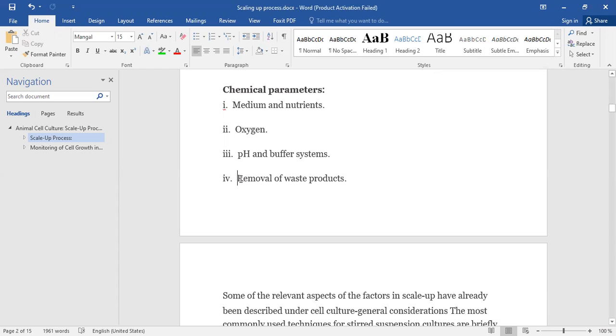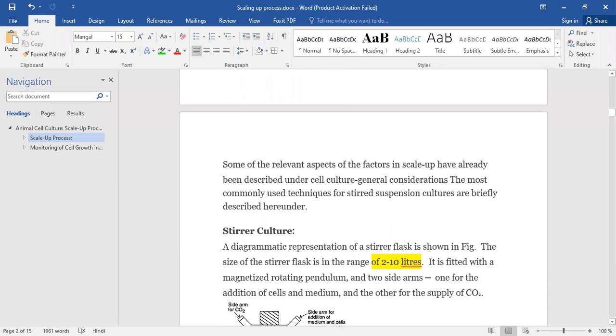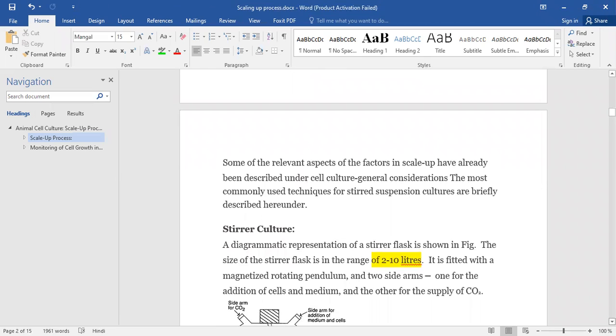And similarly, some waste products can cause toxic effects, because if some cells are not viable, they will cause some toxic, cytotoxic effects, which are not essential for the cells. So these waste products should be removed from the culture media and the reactor. So these all are the basic needs and the basic parameters for the scale-up process.